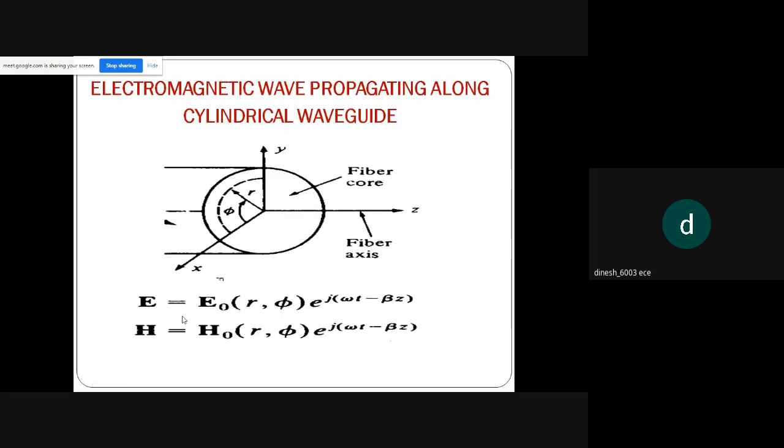So we can find the electric field as E is equal to E naught (r, phi) e power j(omega t minus beta z). Z is the direction of propagation of the wave. So H is equal to H naught (r, phi) e power j(omega t minus beta z).